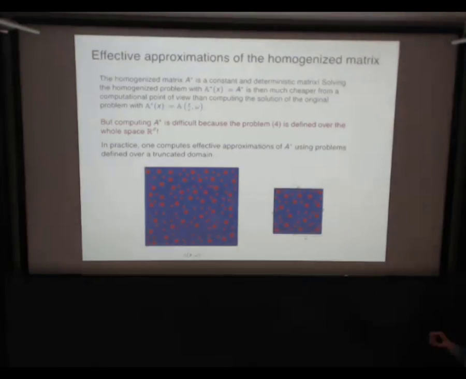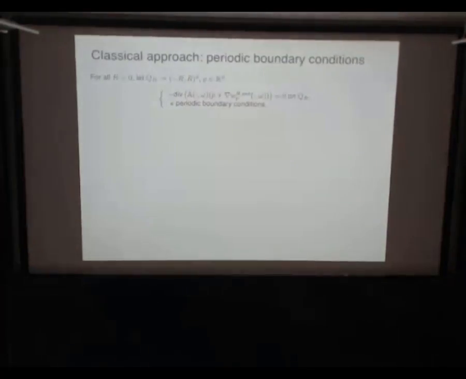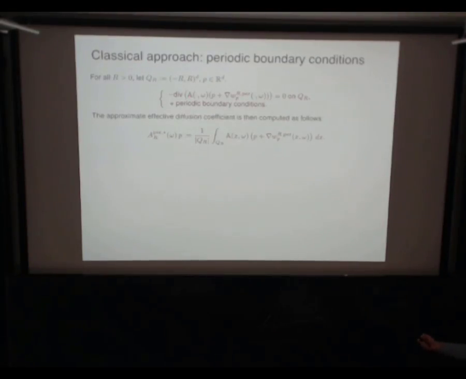Okay, and in practice, the most prominent approach is to take the field, the coefficients, take a large enough box and impose periodic boundary conditions, solve the corrector problem on this large box with periodic boundary condition, and then compute the homogenized matrix given by its action on P like this. Okay, so this is the standard approach.